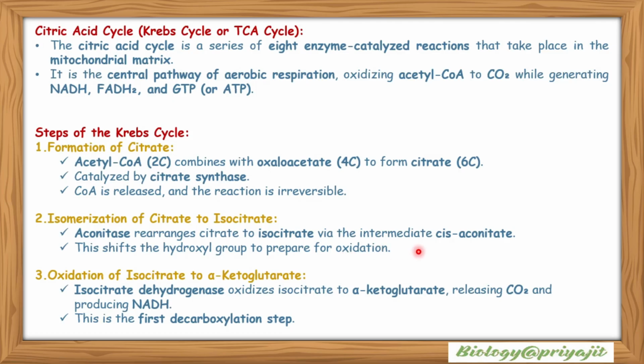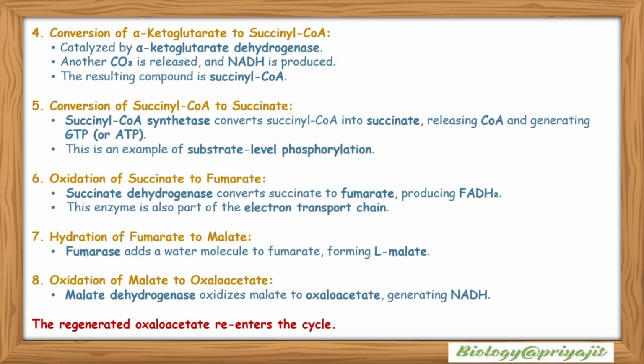Oxidation of isocitrate to alpha ketoglutarate. Isocitrate dehydrogenase enzyme oxidizes isocitrate to alpha ketoglutarate, releasing carbon dioxide and producing NADH. This is the first decarboxylation reaction of the citric acid cycle or Krebs cycle. Now, conversion of alpha ketoglutarate to succinyl CoA, catalyzed by alpha ketoglutarate dehydrogenase enzyme. Another carbon dioxide is released in this step and NADH is produced. The resulting compound is succinyl CoA.